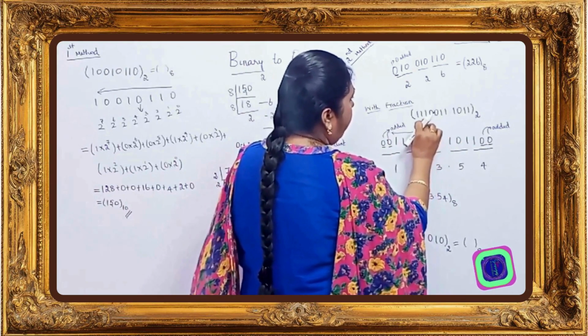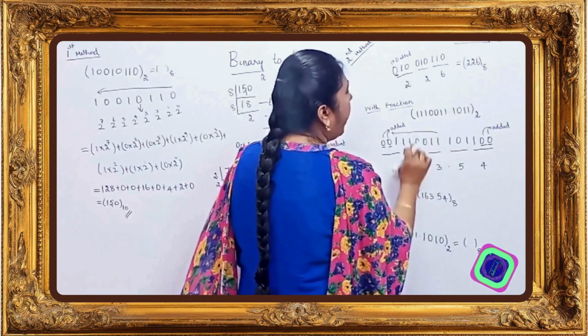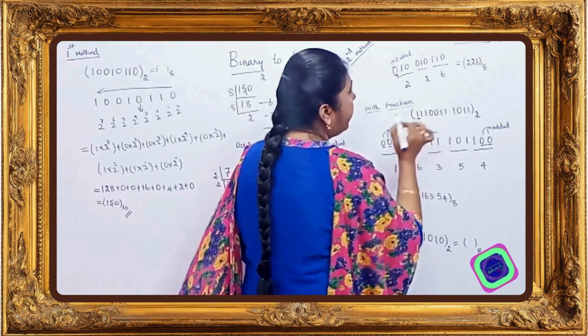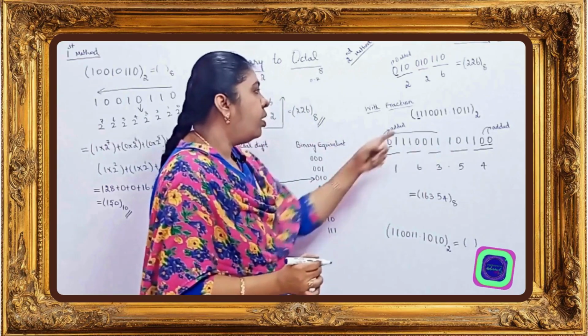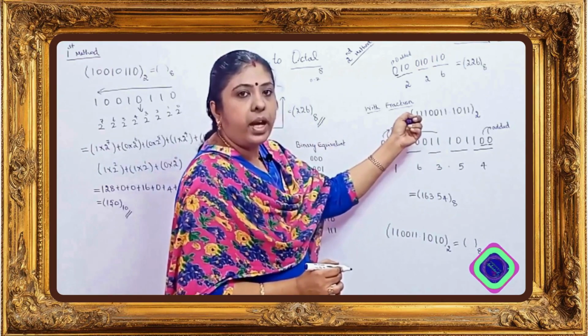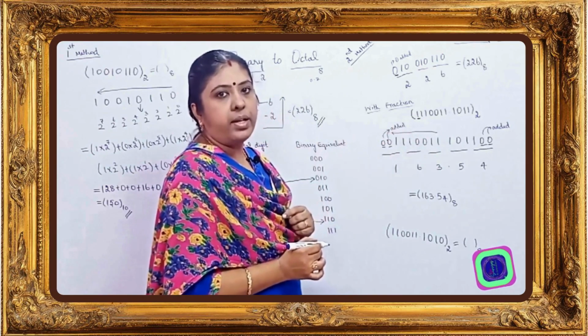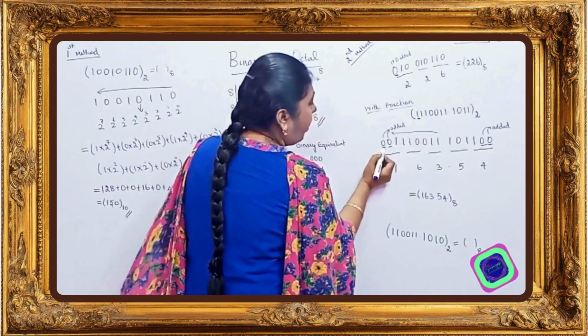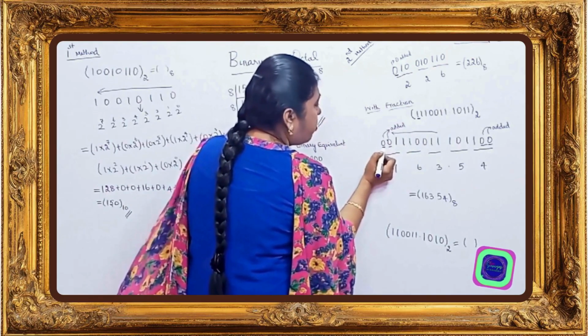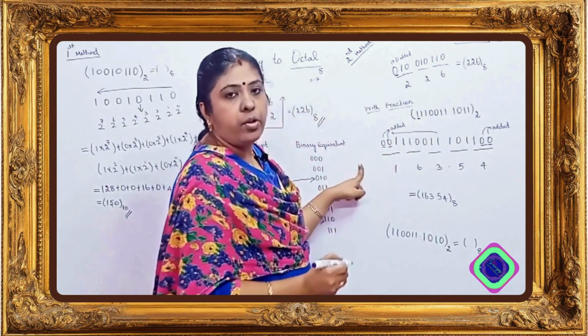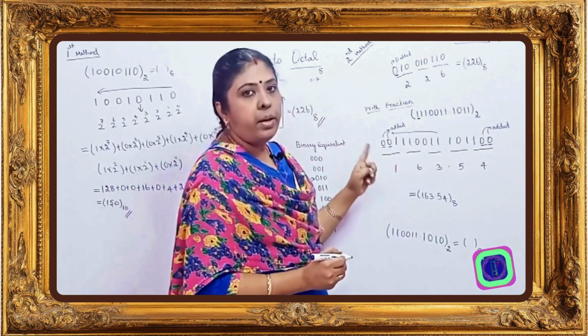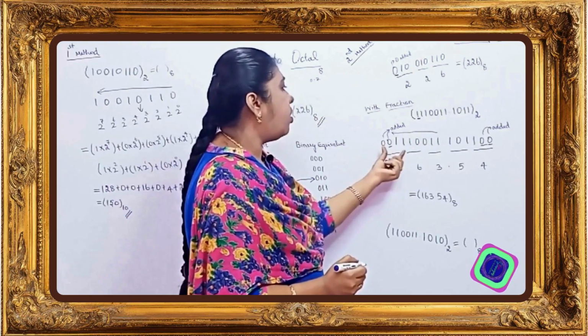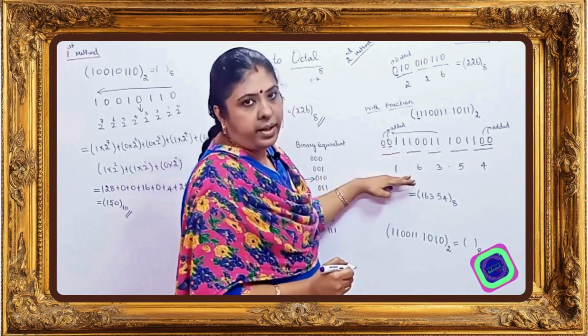Again 1, 1, 0. Again we are left with only a single digit 1 here. So when we are left with a single digit, we have to change it into 3 binary digits. So zeros are added before the 1: 0, 0, 1. These 2 zeros are added to convert it into a 3-bit binary digit. So 0, 0, 1 is added here. This is the integer part.